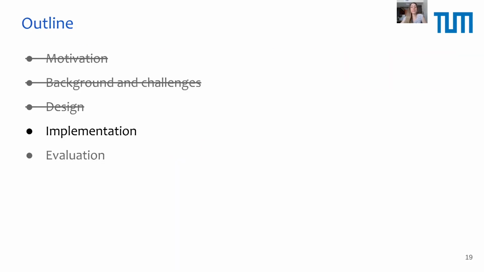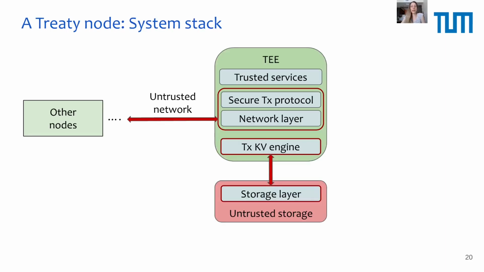So far, we've seen the Treaty overview and how the protocols are working, and now I would like to show you some of the implementation details of Treaty. This is the system stack of a single node of our Treaty system. In Treaty, we have implemented a secure network layer with which we build the secure two-phase commit. In addition, we have implemented a secure storage layer for the persistent data, which is managed and accessed by a transactional key-value engine.